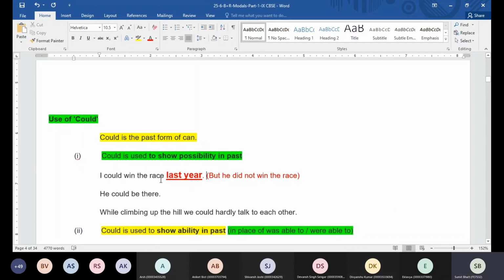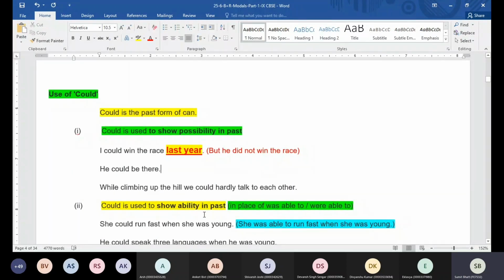So here because we are using last year, right? Last year means which time? Present time or past time? Past time. So that's the reason we are using could here. And here we are saying he could be there. There means what? Somewhere near or somewhere far from us? Far from us, right? So that means we are referring to somewhere in the past. So we are going to use could here. If you say he dash be here, then which word am I going to use? Can be there. First choice is going to be can, unless you are really saying that something was possible in the past.